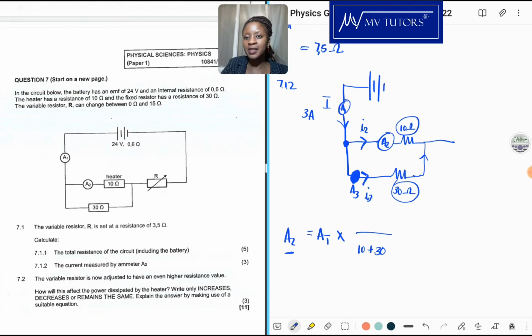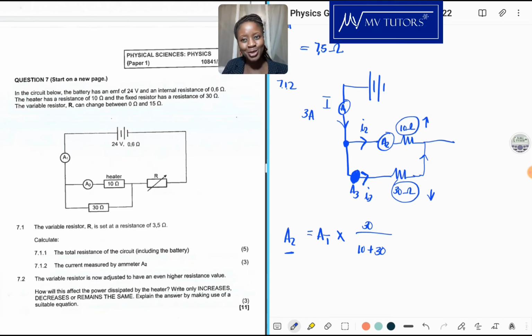First of all, look at this. Your current, when it passes through the 10 ohm, will it be more or less than when it passes through the 30 ohm? Remember, the higher the resistance, the lower the current. So we're expecting a lower current here and a higher current there. So if you were to put 10, you are calculating the lower current. But if you put 30, you're calculating the higher current. Okay, so that will be our formula.